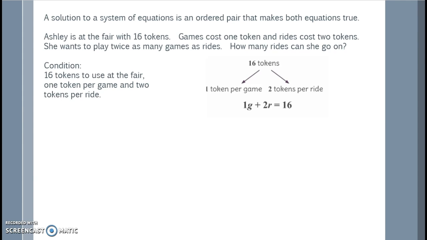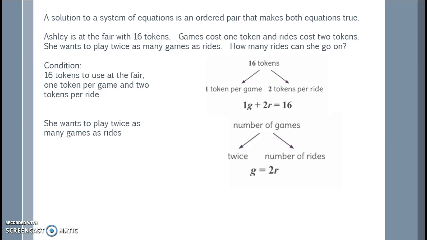So there's a couple different conditions. The first condition is that it's 16 tokens to use at the fair, 1 for a game and 2 tokens per ride. So I'm going to split my 16 tokens into 2 places, 1 token per game and 2 tokens per ride, so that I create an equation of 1G representing games plus 2R for rides equals 16.